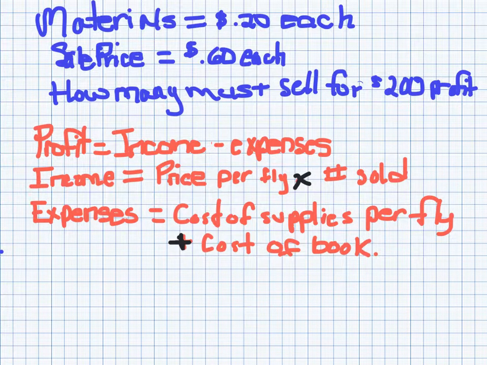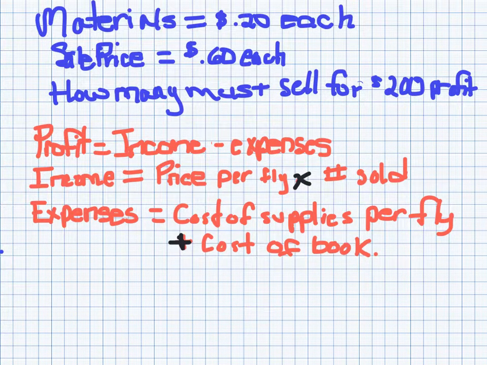The materials to buy the thread and everything you need would cost 20 cents per fly. And let's say you plan to sell the fly for 60 cents a piece. The question becomes, how many fishing flies must you sell to make a profit of at least $200?